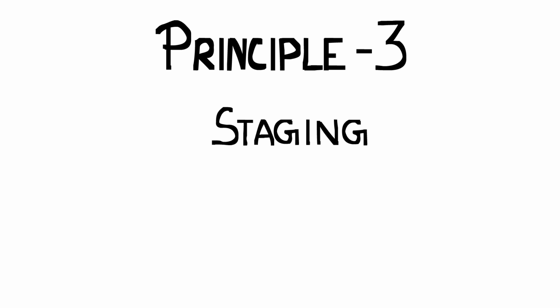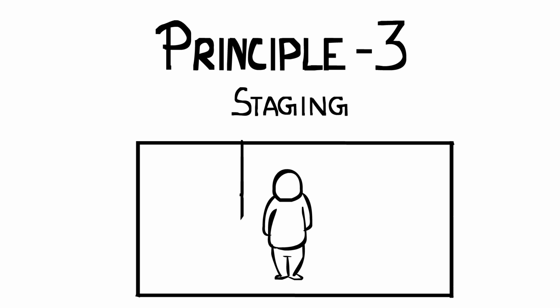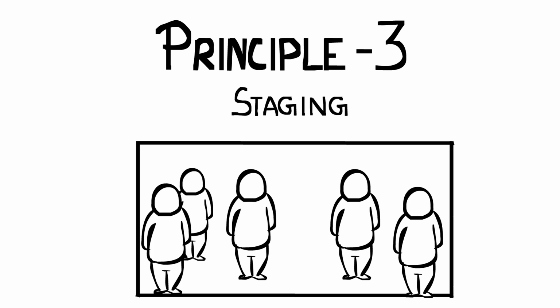Number 3. Staging. Staging is how and where you're going to place your character or object so that it grabs the audience's attention. Normally, our eyes focus on the middle of the screen. That's why we place the main object in the center. This is the rule of thirds. When there are 2 or more objects, then place the main object, the object you want to focus on, in the middle of the screen.